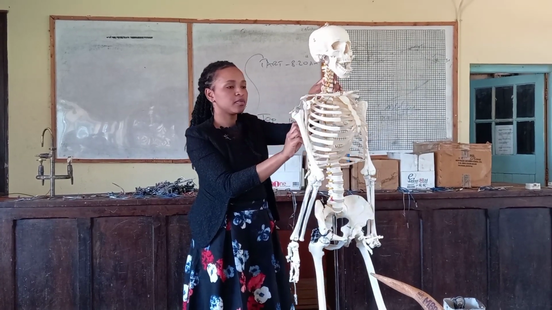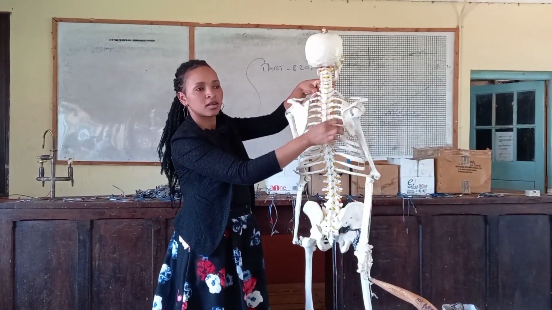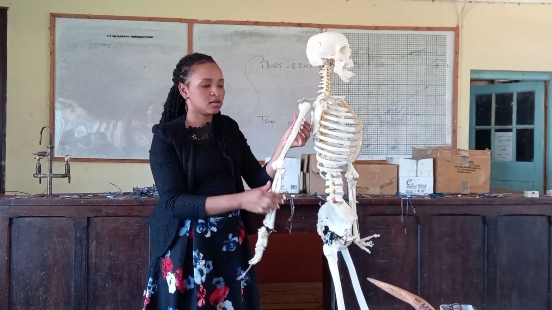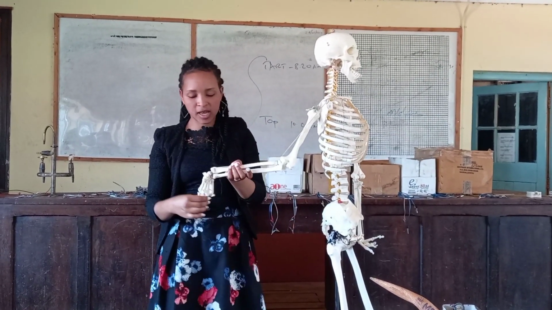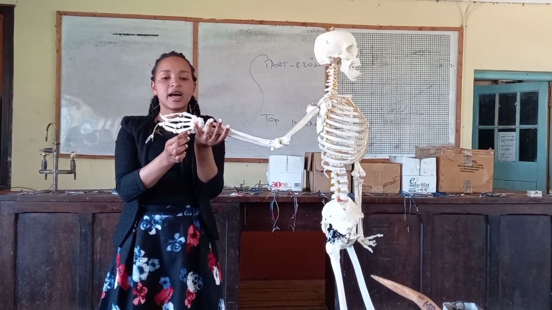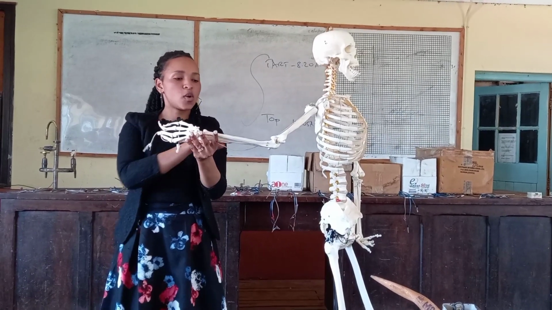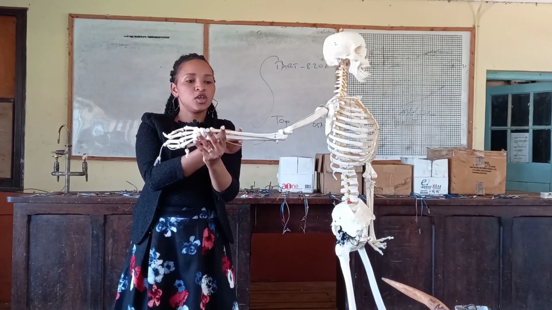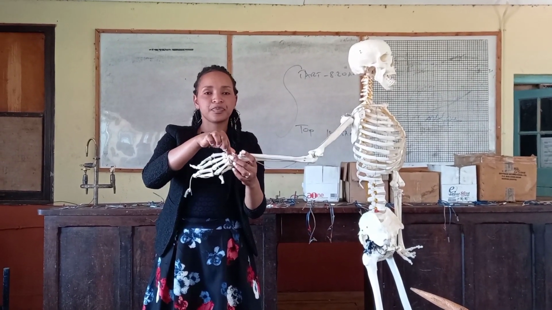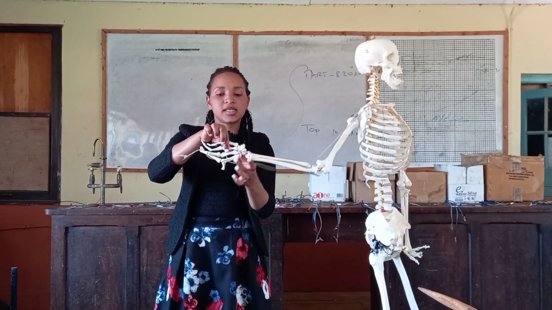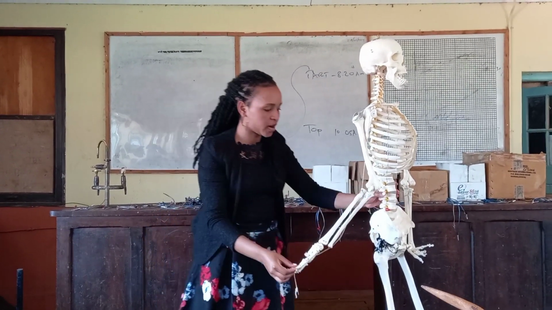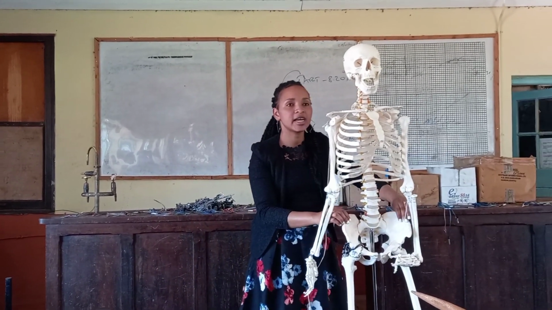The clavicle. The scapula. The humerus. This is the small finger. What is this? The ulna, and this one is the radius. Then over here we have carpals, metacarpals, phalanges.